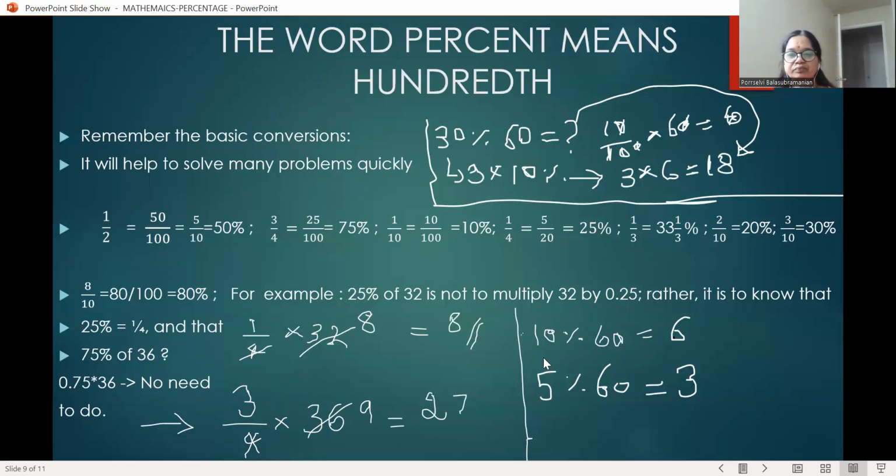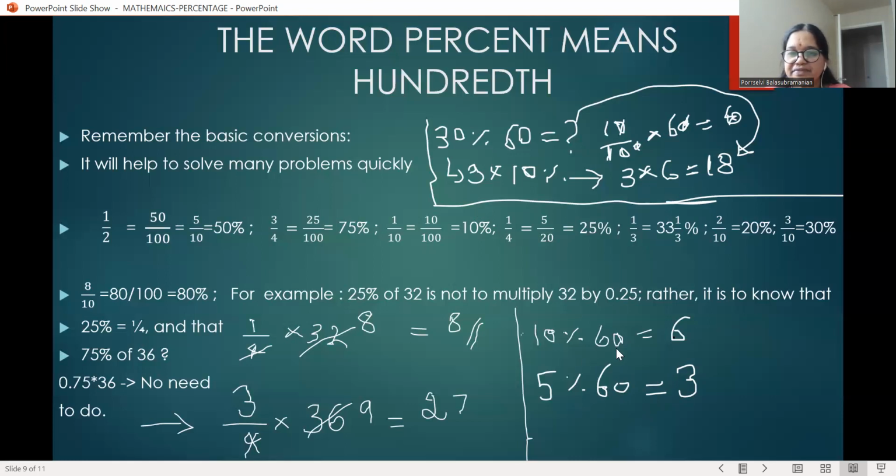Okay. Now we need to calculate 30 percentage of 60, how much? We know 10 percentage of 60 is 6. So 30 percentage of 60 means 3 into 6, 18. So 30 percentage of 60 is 18. We can calculate instantly.